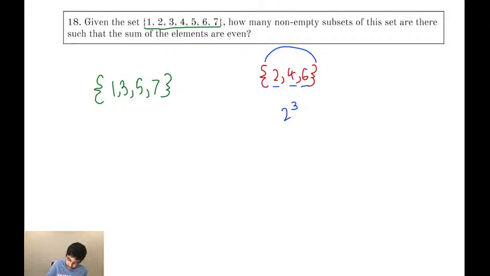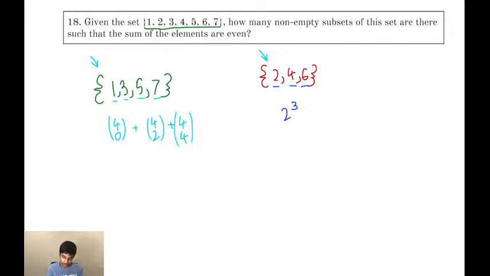Actually, that was not a very good way to start. I should have started from the 1, 3, 5, 7. Because you notice that the sum of the even elements will always be even, and since the sum of the even elements will be even, the sum of the odd elements should also be even. So out of these 4 elements, we can either choose 0 odd elements, or 2 odd elements, or 4 odd elements. And that will result in the sum of these numbers being even.